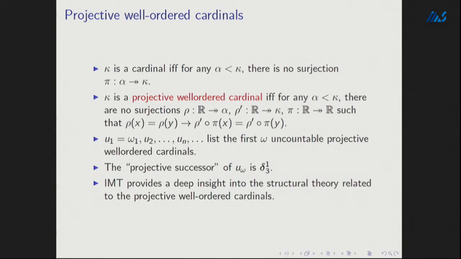We can define the projective successor in the obvious way. So we know that u omega is the sup of those uniform indiscernibles for finite n, and its successor is actually delta 1, 3, which is the sup of the order types of delta 1, 3 pre-well orderings of the reals. And to understand this fact and to push this further into the projective hierarchy, the only fundamental way is to go through inner model theory and look at various canonical structures arising out of the characterization from descriptive set theory.